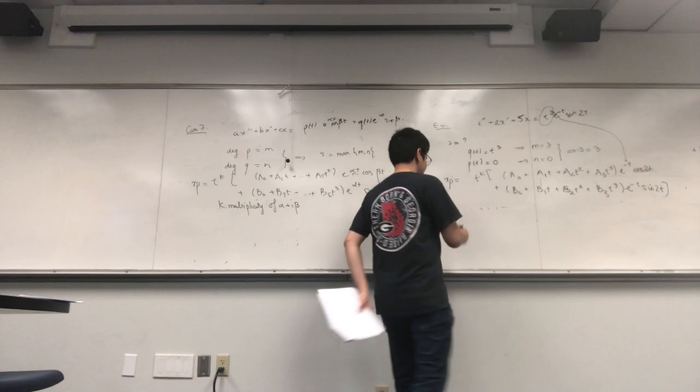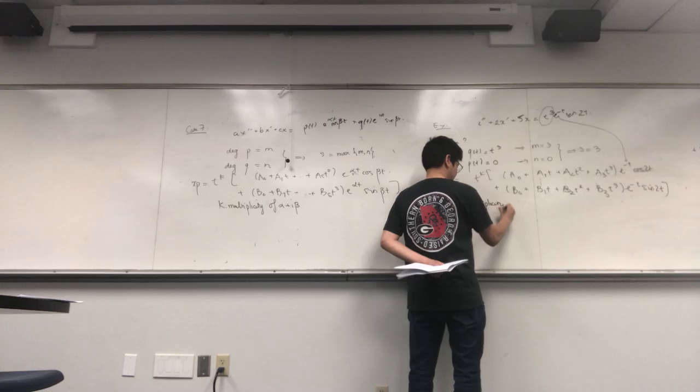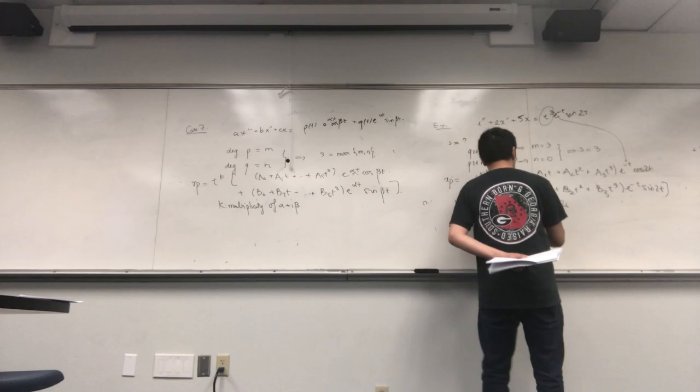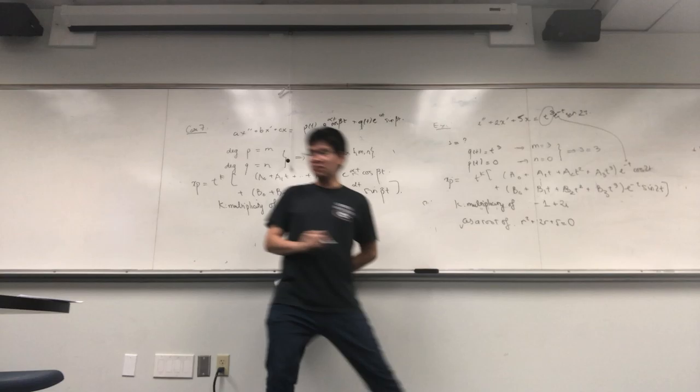So k is the multiplicity of minus 1 plus 2i as a root of r squared plus 2r plus 5 equals 0. All right?